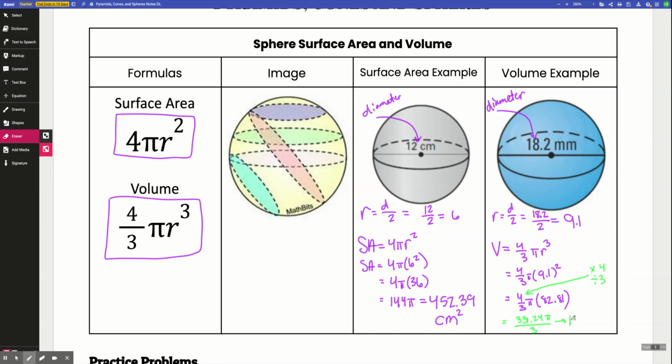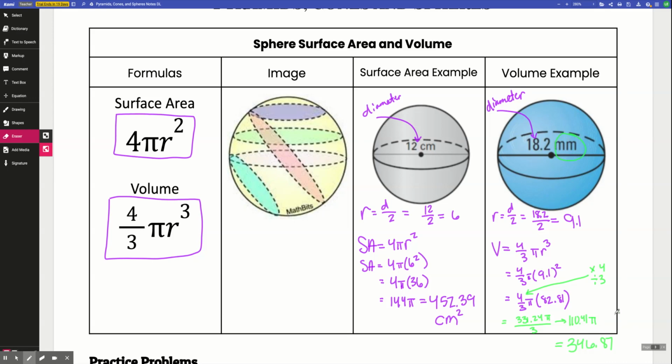Okay, and I got 110.41 with my pi still on it. Okay, and then my very last step is I need to multiply that 110.41 times pi. And when I do, sorry, I ran out of space a little bit here, I got 346.87 if you round. Then my very last thing here is my units.